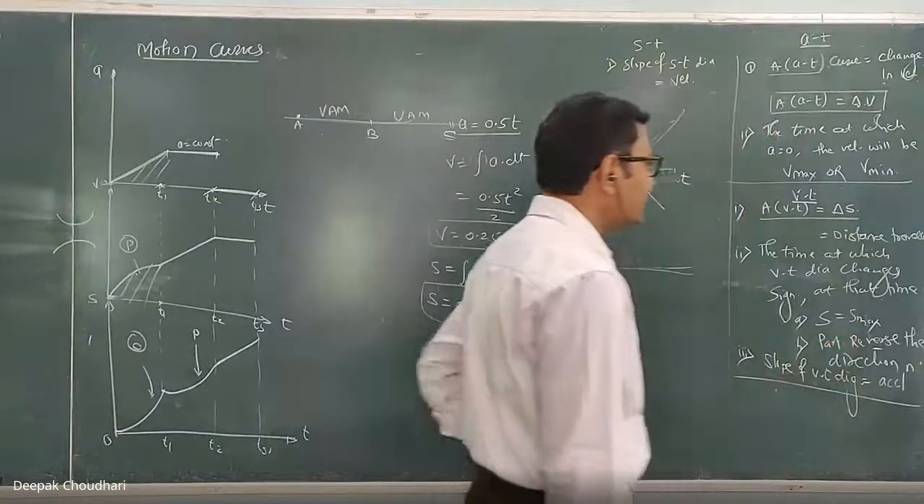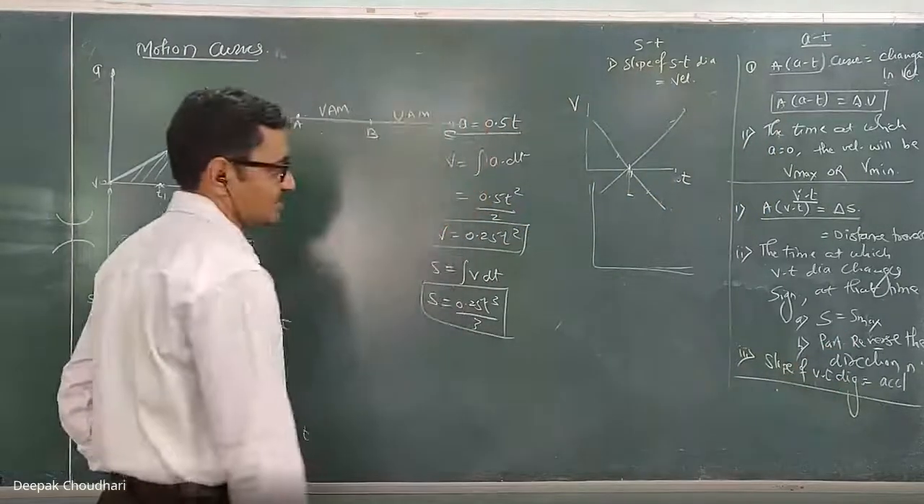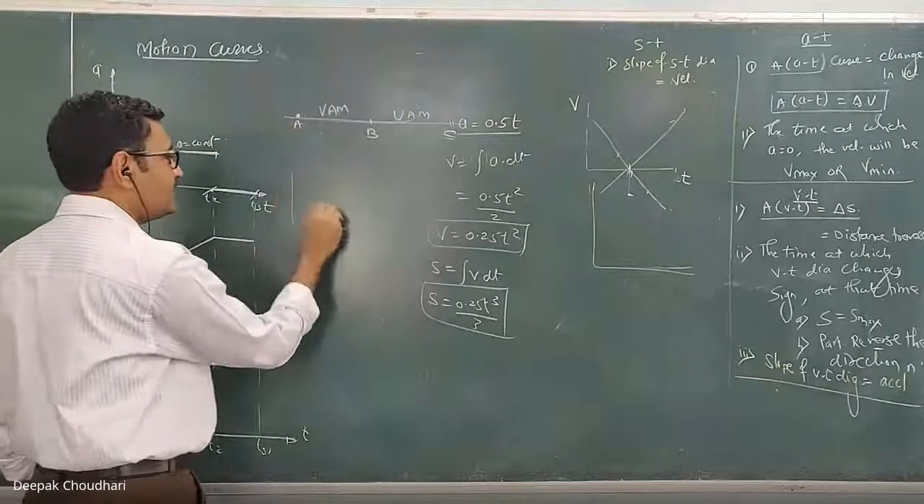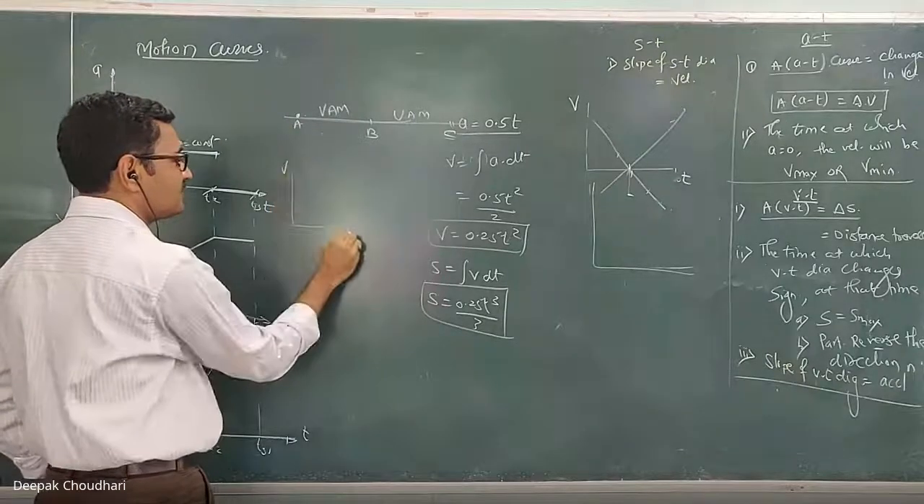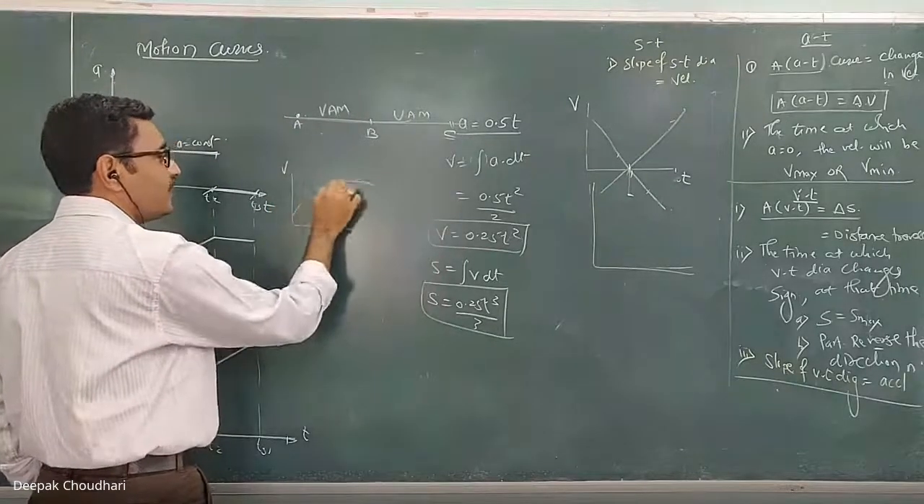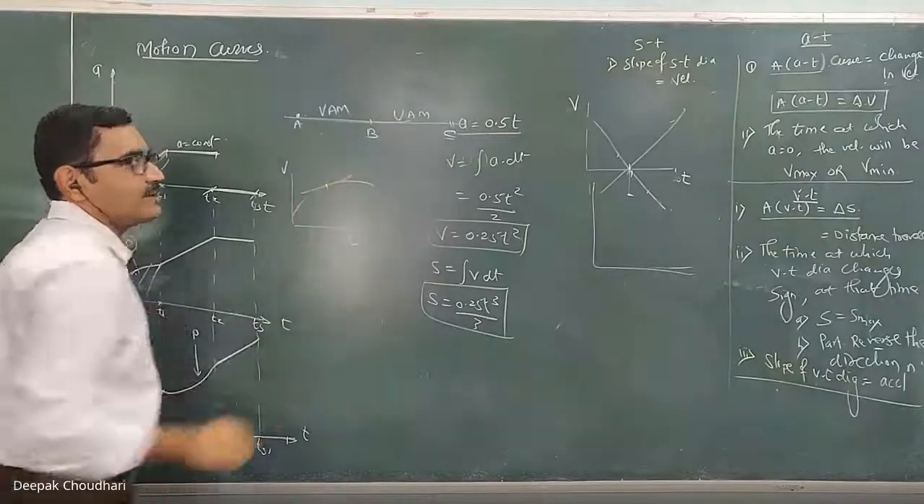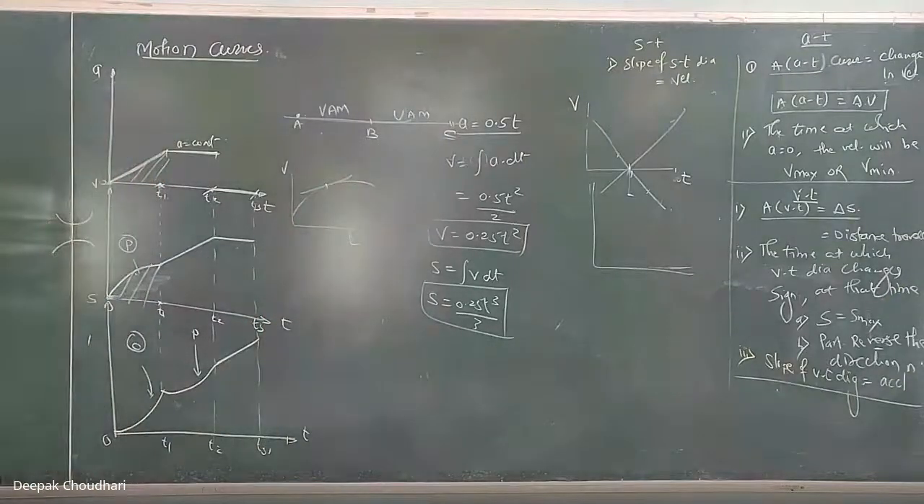Then the slope of the VT diagram represents the acceleration. Suppose this is the VT diagram. If you calculate the slope of this curve at any particular instant of time t, that slope gives you the acceleration of the particle at that particular instant.